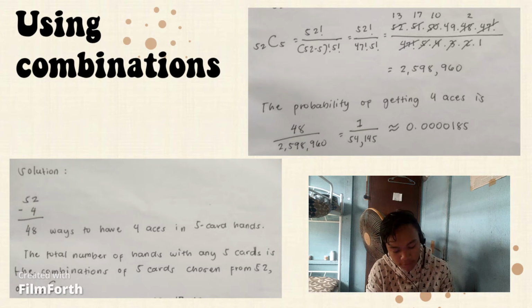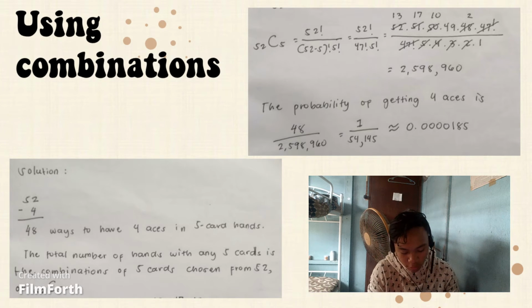The total number of hands with any 5 cards is the combination of 5 cards chosen from 52, or 52 choose 5. 52 choose 5 is equal to 52 factorial over (52 minus 5) factorial times 5 factorial, equals 52 factorial over 47 factorial times 5 factorial. Then you write the factors from 52 down to 48, and on the denominator you write 47 factorial and the factors of 5, and then you cancel out 47 factorial and reduce.